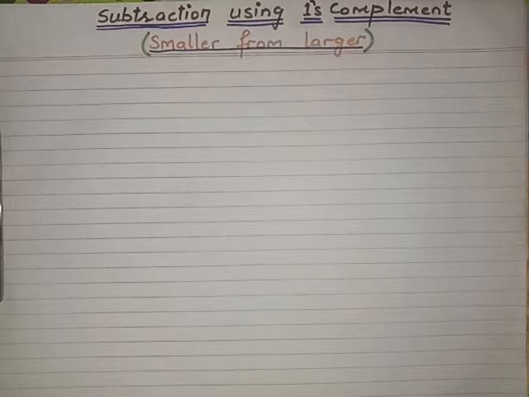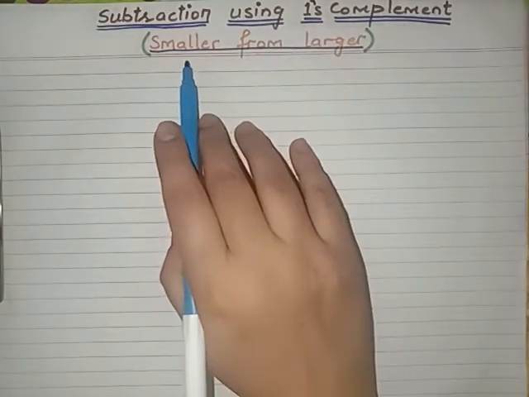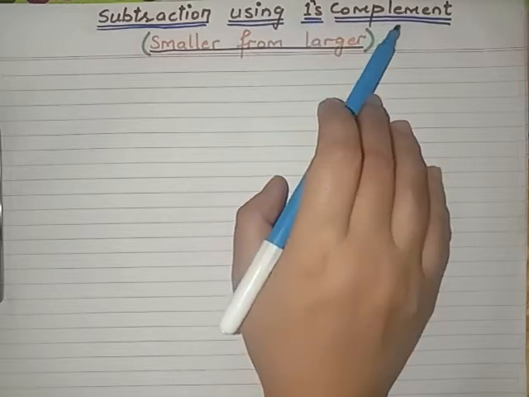Today we are going to cover a topic that is subtraction. And today we will be using the ones complement method to subtract two numbers. As you know, when we subtract two numbers, we may have two options. One, we subtract a smaller number from the larger, and the other option is that we have to subtract the larger number from the smaller. So we will have two separate videos for both examples, and today we will subtract a smaller number from the larger number using the ones complement method.